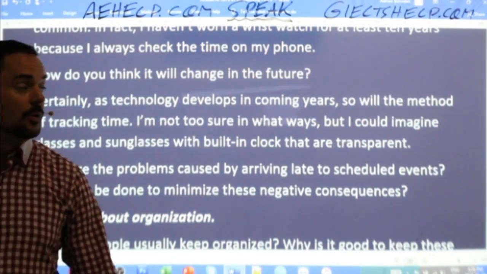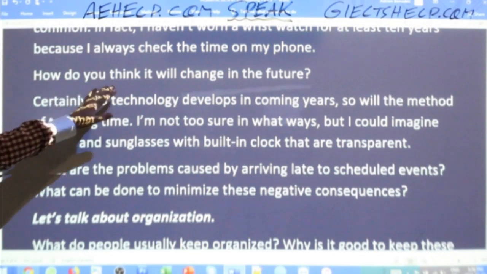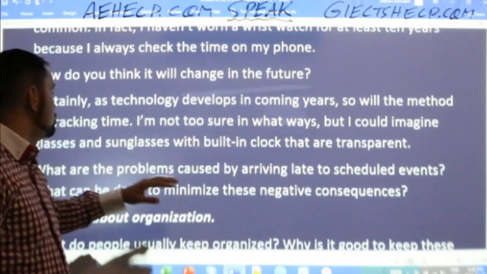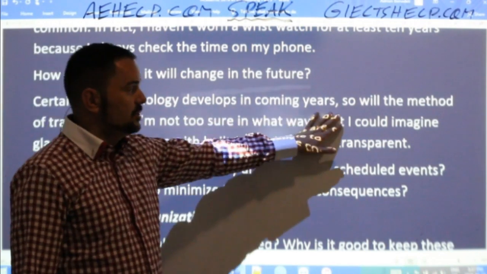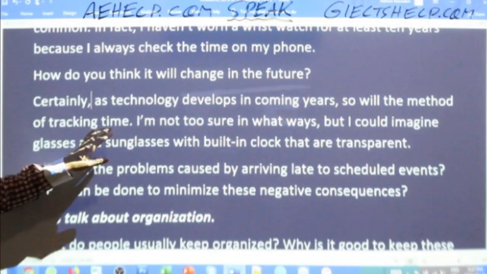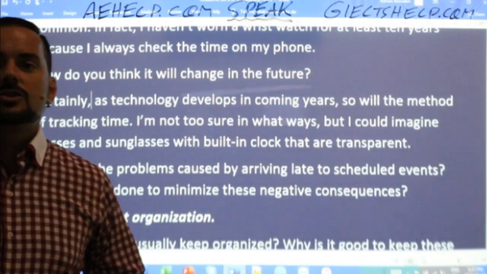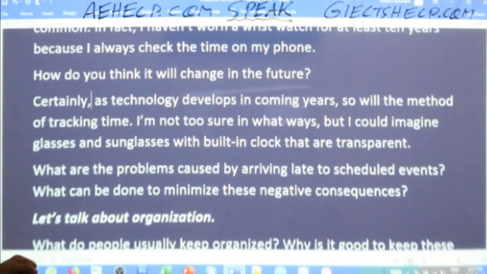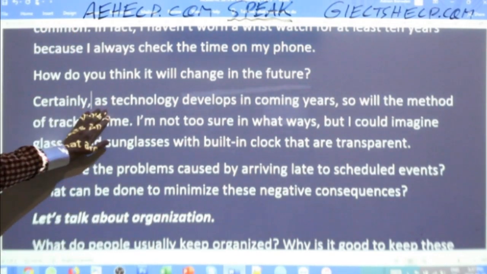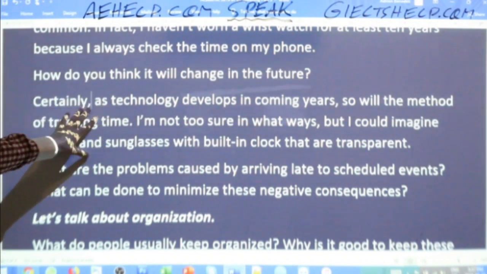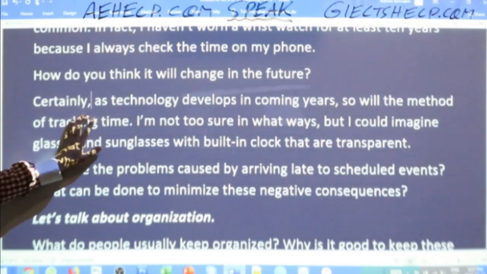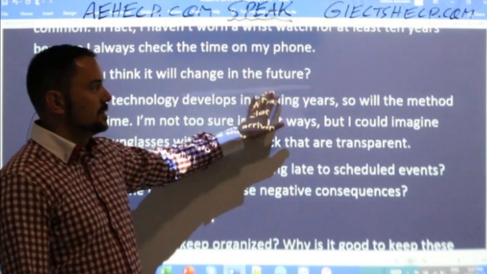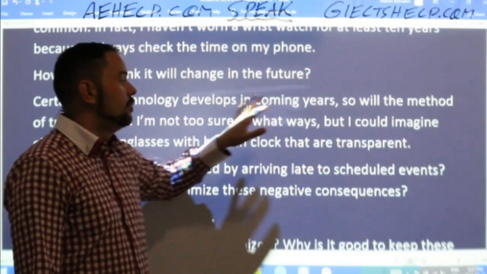Here we go, repeat after me. How do you think it will change in the future? Certainly, as technology develops in coming years, so will the method of tracking time. Hint, hint, students, this is a really good sentence here. Now, it doesn't mean everybody should go and copy it the next time, but you can practice this. It's a useful expression, okay? So as technology develops in coming years, so will whatever you're talking about.